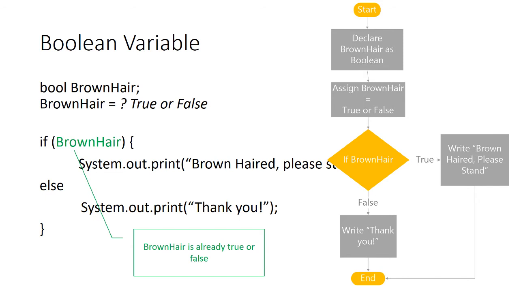Now in this example, we're using a Boolean variable, and we've declared a bool named brown hair, and we're going to ask each person to set that to true or false. And then in our if statement, all we have to check is the value of that Boolean, because that Boolean in and of itself will evaluate to true or false. So if it evaluates to true, we'll output this message. Otherwise, we'll output this message.